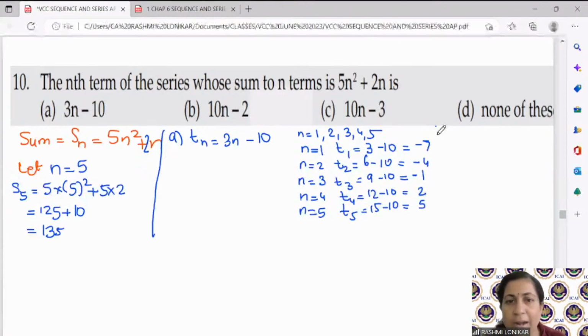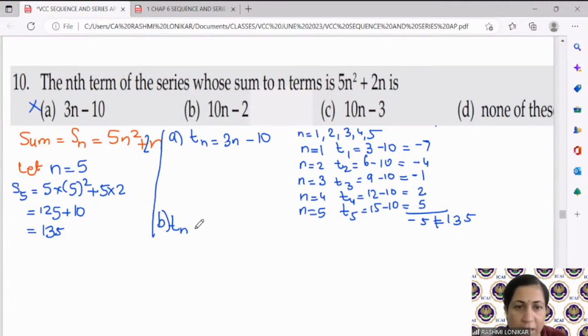Now, if I add them up, how much will that be? The sum is equal to minus 5. Is it equal to 135? No, it is not equal to 135. So this option is cancelled. Okay. Now, let us go to the second option. Second option is saying Tn is equal to 10n minus 2.